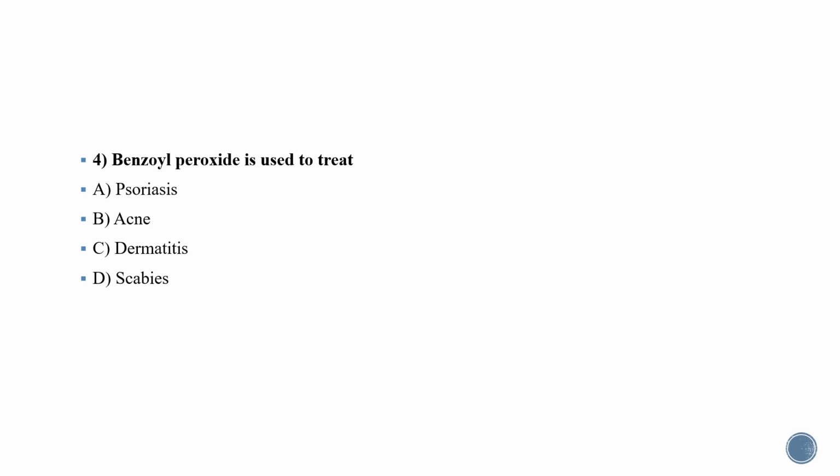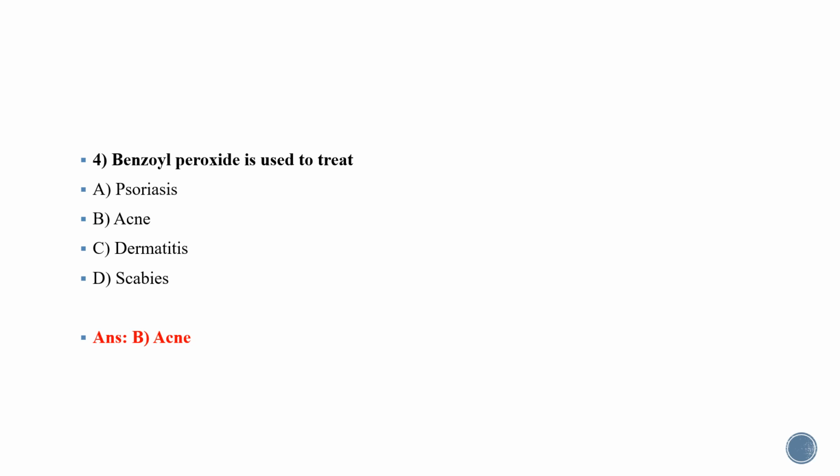So this question is, benzoyl peroxide is used to treat. Options are psoriasis, acne, dermatitis, and scabies. Here the answer is option B, that is acne. This benzoyl peroxide is a topical medication mainly used for the treatment of acne vulgaris. So the answer is option B, acne.